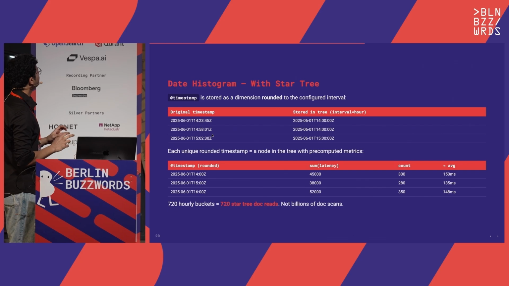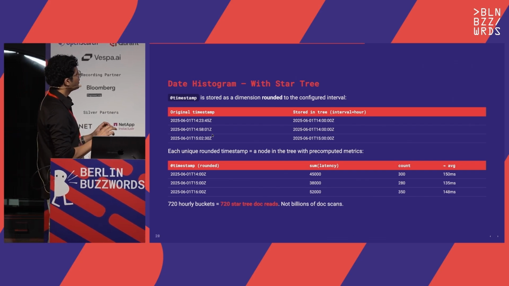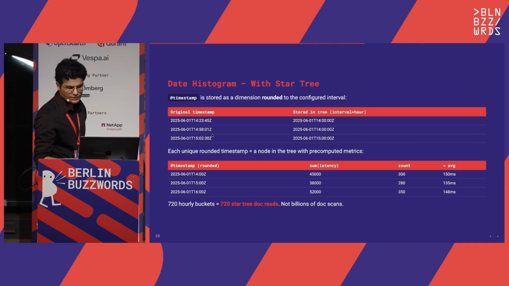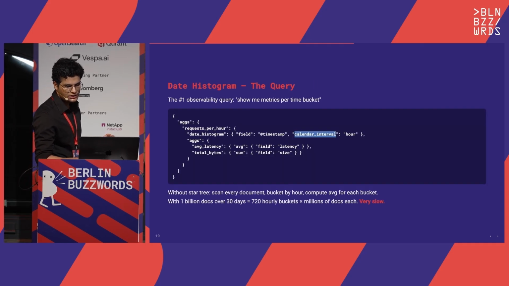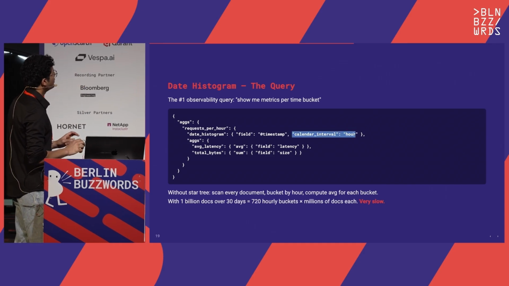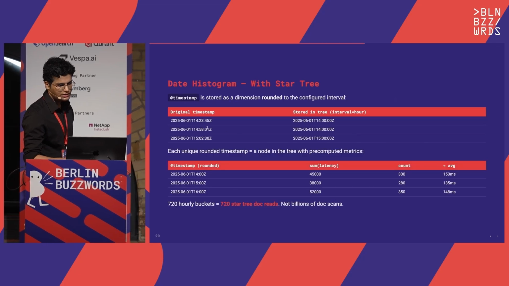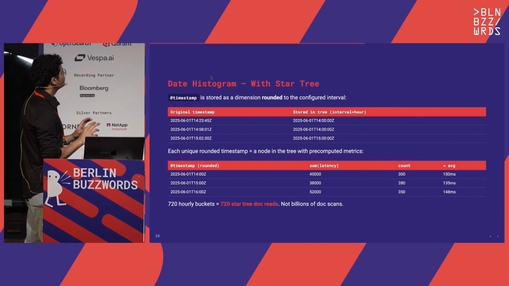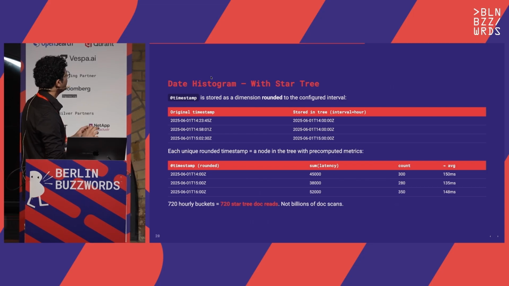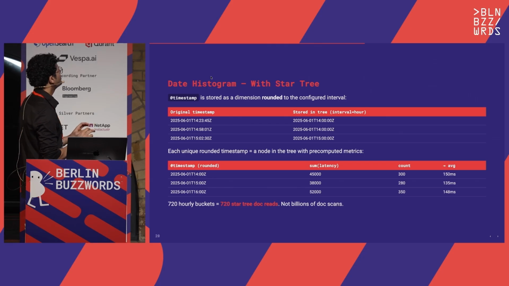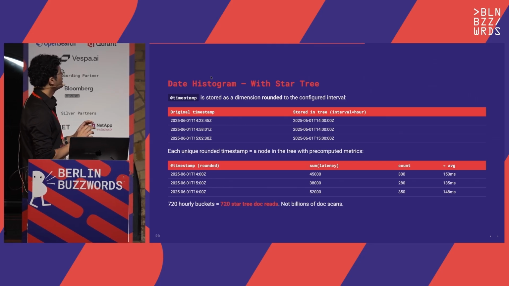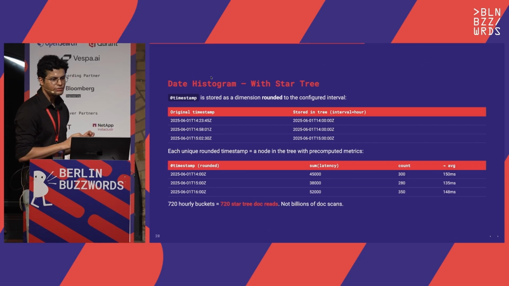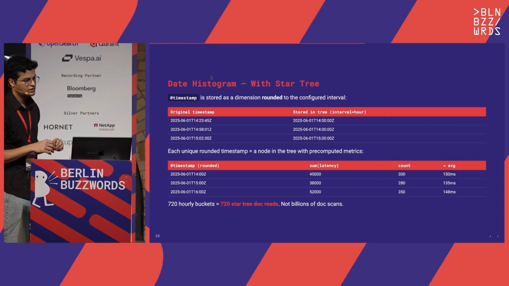In the star tree case, every timestamp is stored as a dimension rounded out to the configured interval. In the previous query, we had a calendar interval parameter here, which we set as hour. So in our case, we were rounding it off to the hour. Similarly, if the original timestamp was, let's say, 1423, that would be rounded off to 1400. Even if it were 1458, that would again be 1400. A timestamp of 1502 would be stored in the tree as 1500. So each unique rounded timestamp would mean a node in the tree with pre-computed metrics.